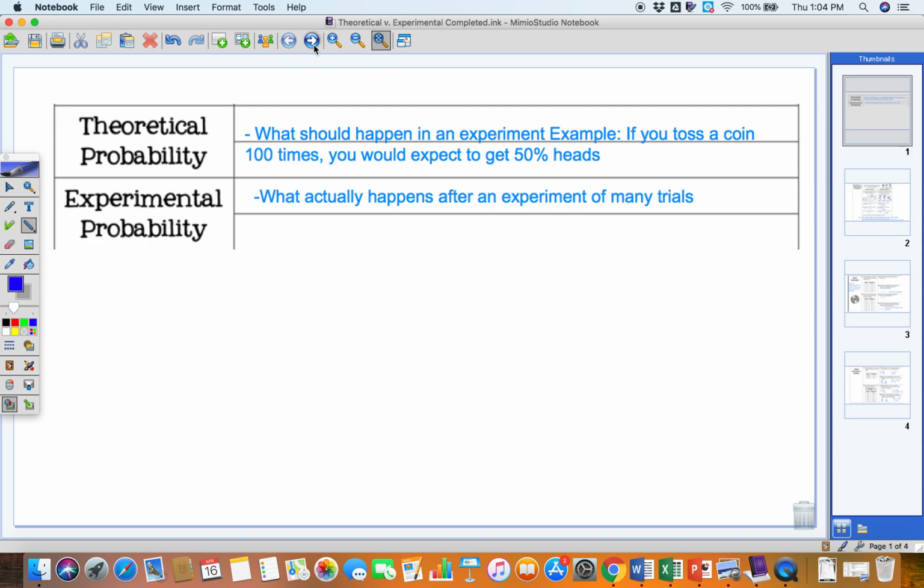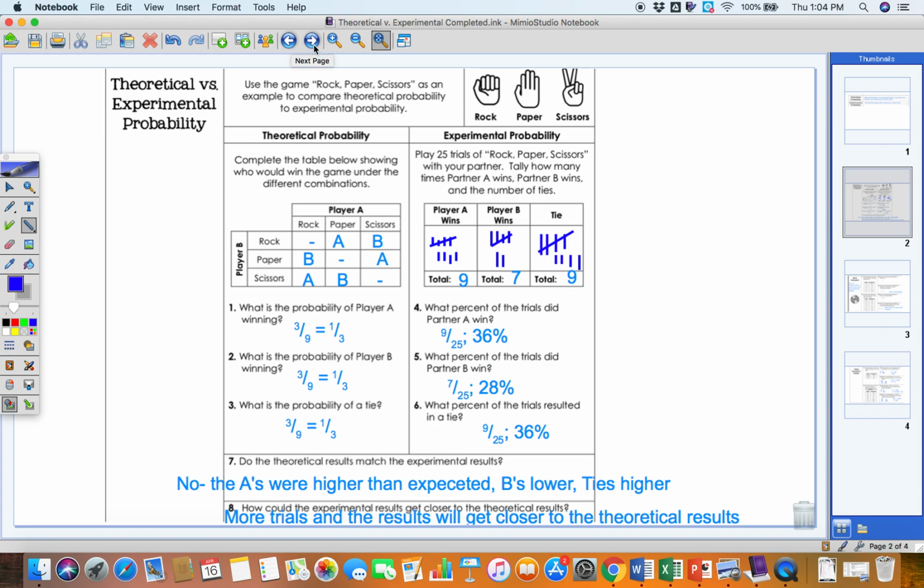So we're going to look at rock, paper, scissors, which is a game that I'm assuming most of you have played. So first we're going to look at the theoretical probability part. And so we're going to complete the table to show who would win under different combinations. So if both players pick rock, then it's a tie. If player A picks paper and player B picks rock, well, paper covers rock, so A wins. If player A picks scissors and player B picks rock, then player B wins because rock crushes scissors.